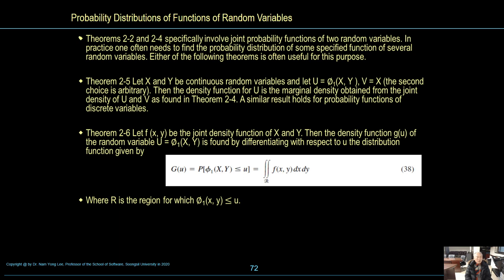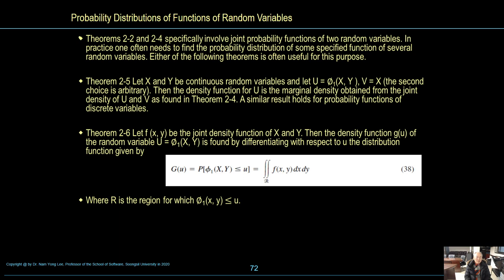Theorem 2-5: let X and Y be continuous random variables and let U equal theta 1 of X and Y, V equal X. The second choice is arbitrary. Then the density function for U is the marginal density obtained from the joint density of U and V as found in Theorem 2-4. A similar result holds for probability function of discrete variables.